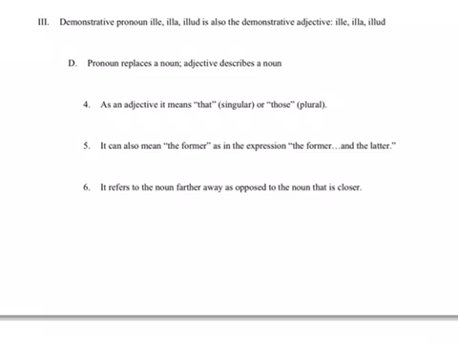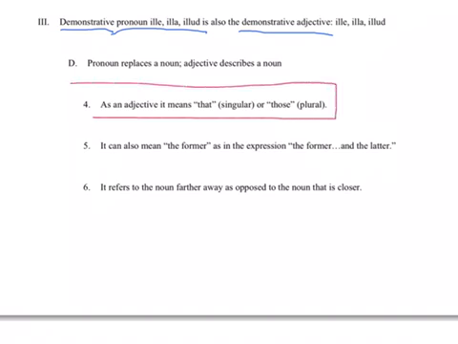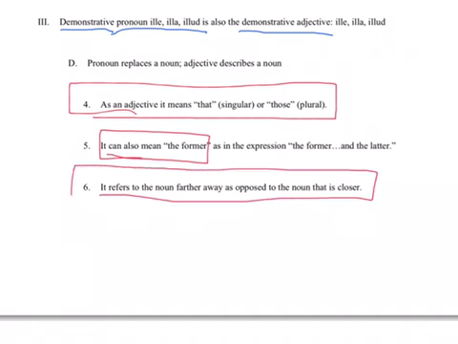So hic, haec, hoc is the demonstrative pronoun and demonstrative adjective for the word this, or the thing closer to you, or the latter. And next is the demonstrative pronoun ille, illa, illud. That's another demonstrative adjective. That's another demonstrative pronoun. But instead of meaning the thing that is close, as an adjective, it means the thing that is further away. It means that, or those in the plural. It can also mean the former as opposed to the latter, in the expression the former and the latter. And then it refers to the noun further away as opposed to the noun that's closer. It is the complement or maybe even the opposite of hic, haec, hoc.